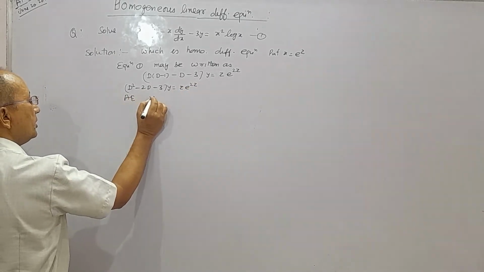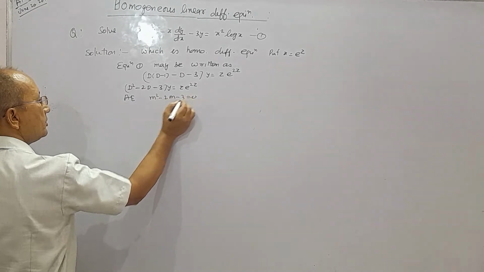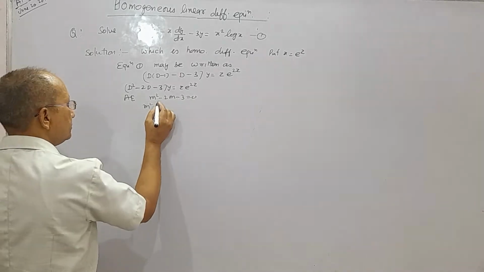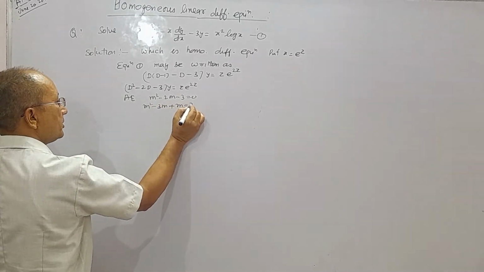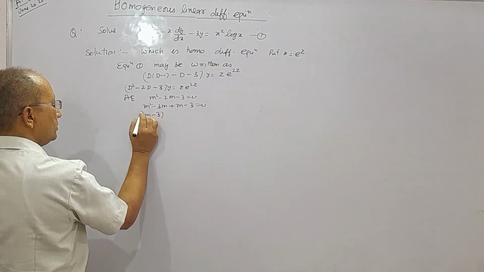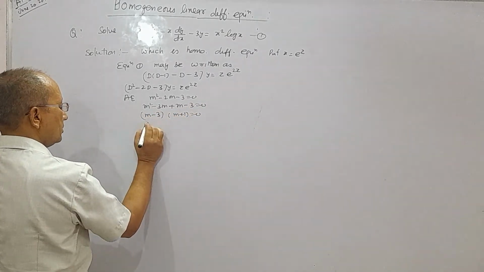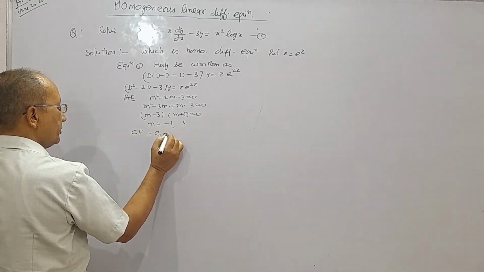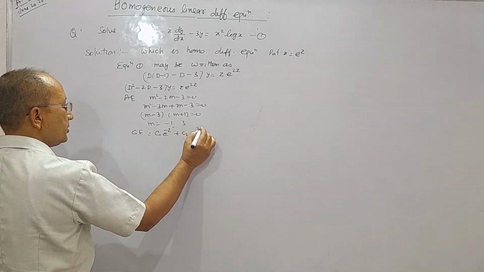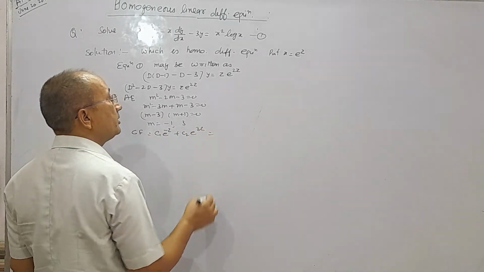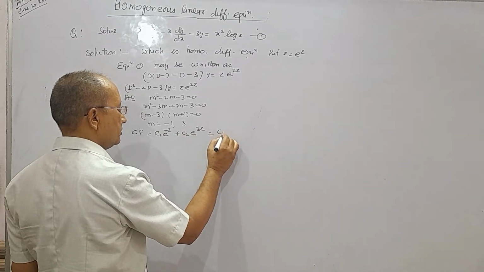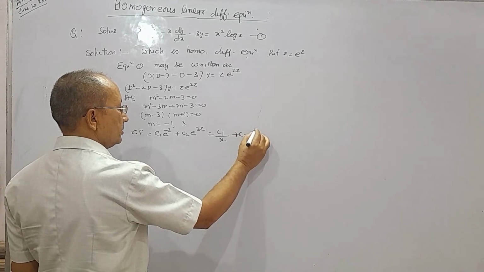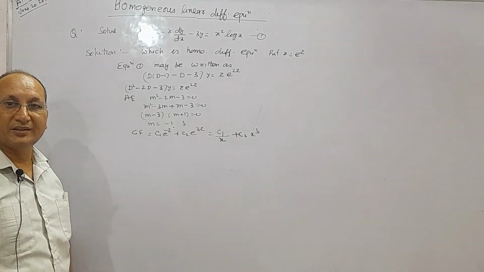Auxiliary equation: m square minus 2m minus 3 equals 0, whose factors are m square minus 3m plus m minus 3 equals 0, m minus 3 into m plus 1 equals 0, roots minus 1 and 3. CF is C1 e to the power minus z plus C2 e to the power 3z. Since e to the power z equals x, e to the power minus z equals 1 upon x, and e to the power 3z means x cube.